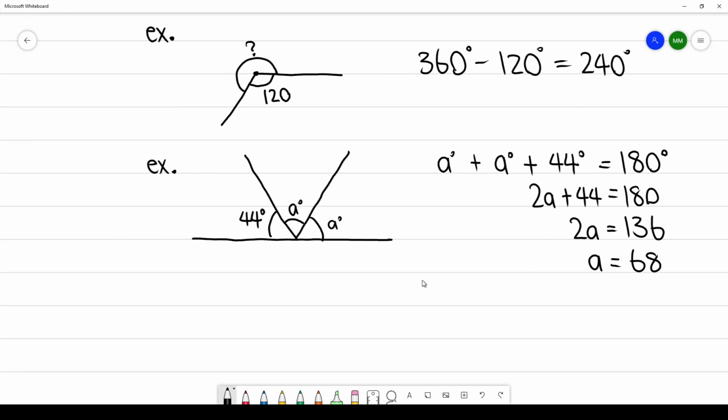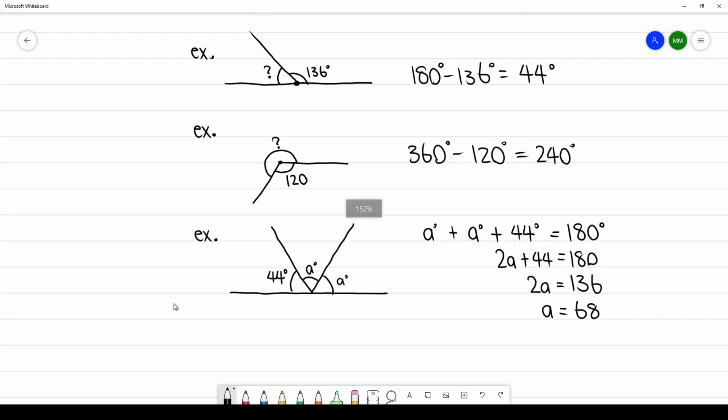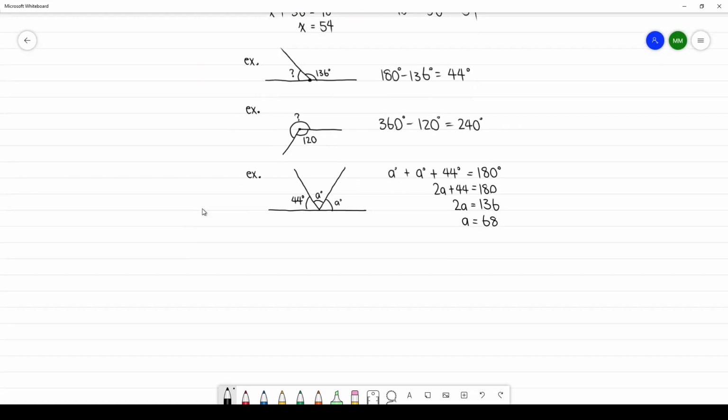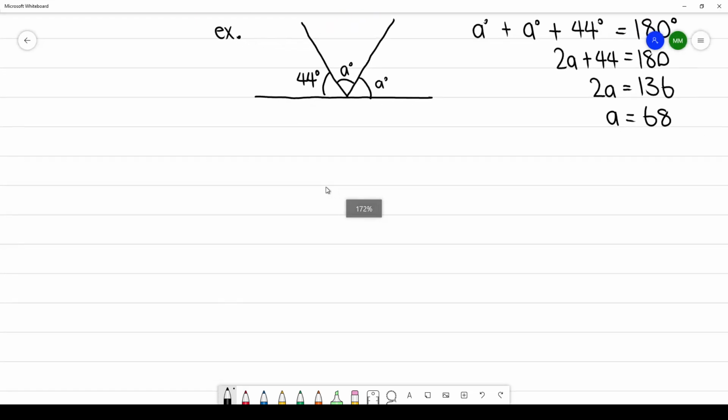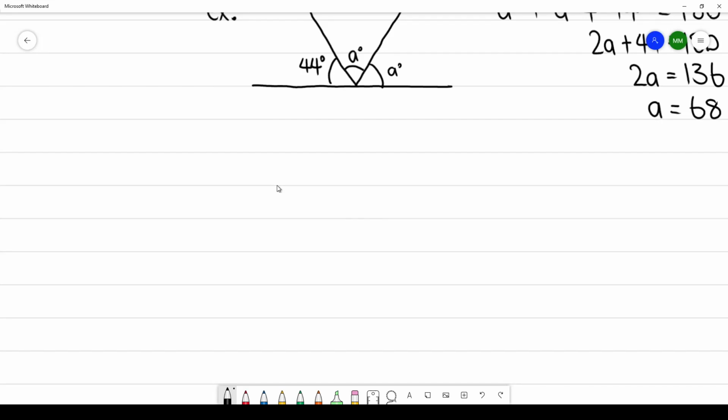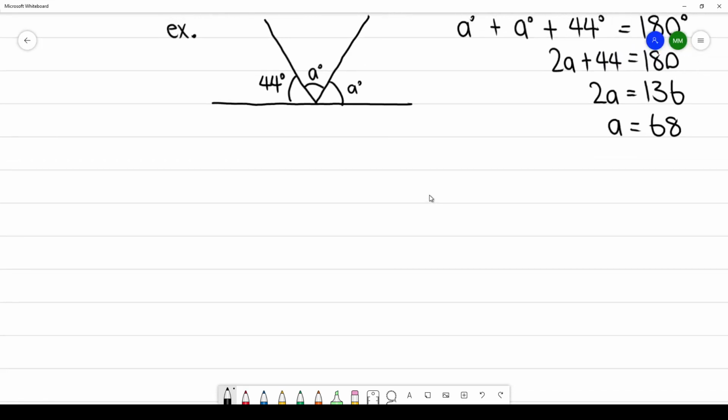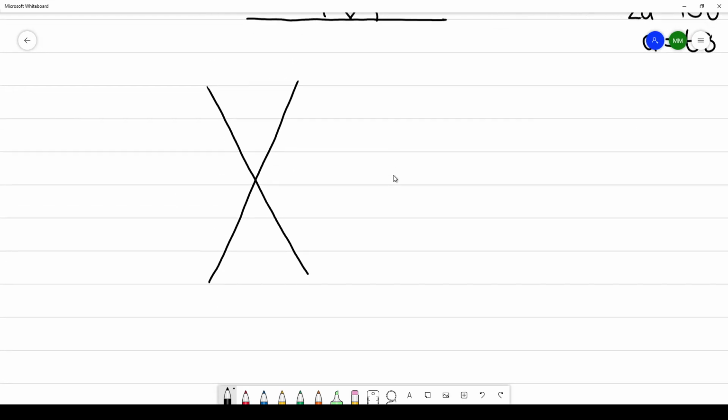Okay, good. I think everyone is getting the hang of this. So now with this, we can move on to another concept. So here, what I draw here is two lines, they intersect. So here what I have is two straight lines.